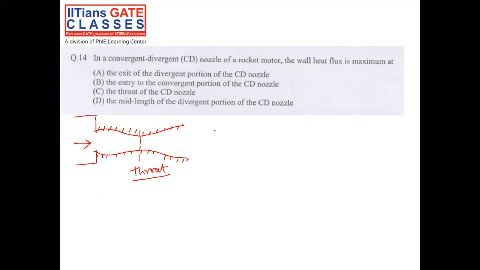While flow takes place inside this CD nozzle, the heat transfer between the nozzle and the ambient will take place by means of heat conduction, and the amount of heat transferred by conduction can be written by this formula: K del T by del Y, where K is conductivity of the material by which the wall of the CD nozzle is made, del T is the temperature difference between this wall and the ambient, and del Y is the wall thickness.